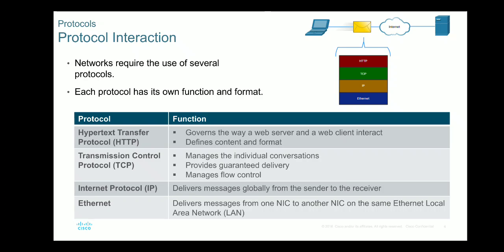Protocol interaction. If you want to send a message from one system to another system, we need several protocols in the sender machine, and also in the receiver machine. Each protocol has its own function and format. Each protocol delivers a unique functionality. Each protocol has its own responsibility. Each protocol performs a different function. Each protocol has a different structure and format.